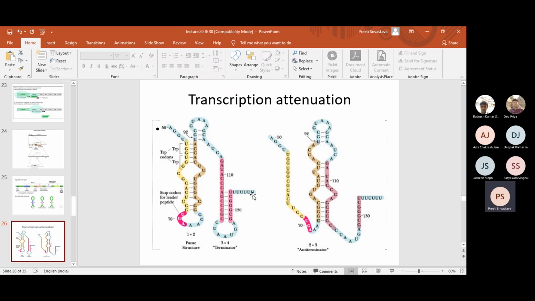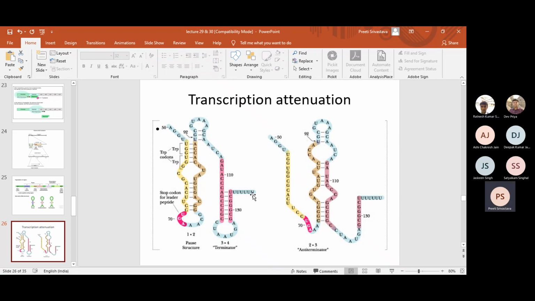I have taught you transcriptional termination. Ma'am, RNA regulated. No, the class has forgotten everything. This is rho independent. You remember that? Rho independent. Yes, ma'am.